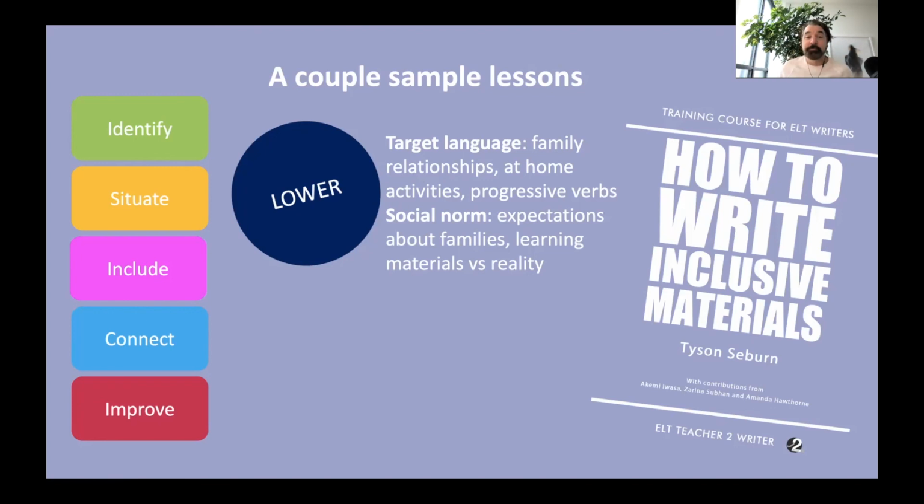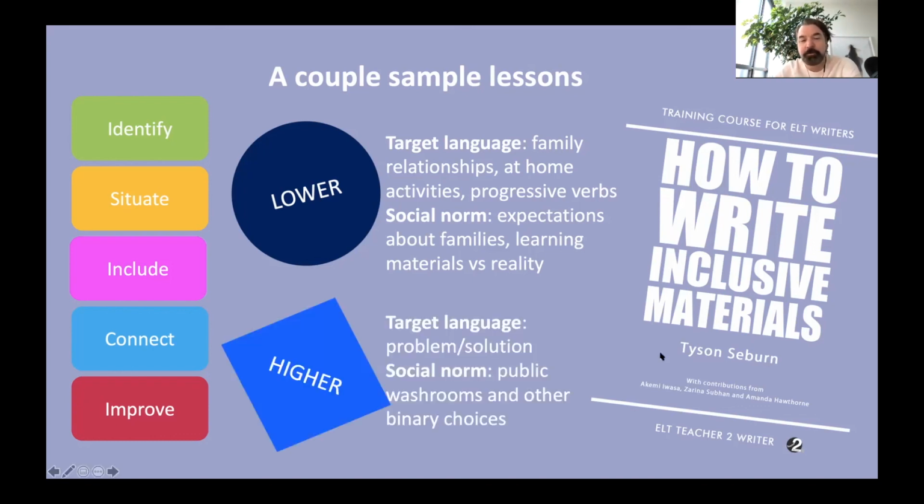And the social norm that we've identified for this lesson is what is a family, an expectation about what families are. But a kind of secondary one is the expectation about learning materials and what the content of learning materials are versus the reality of life itself. So those are kind of 2 social norms that are going to come out in this lesson.